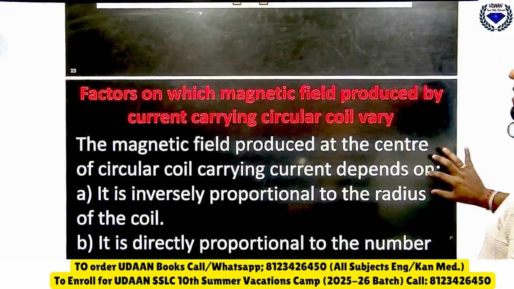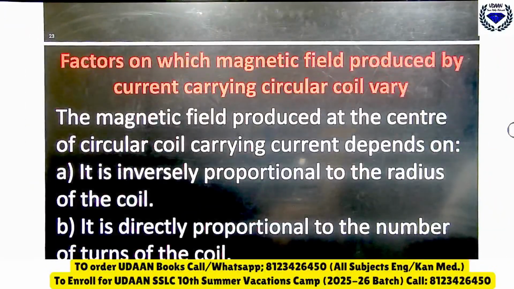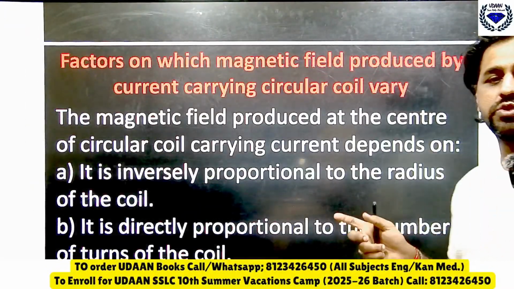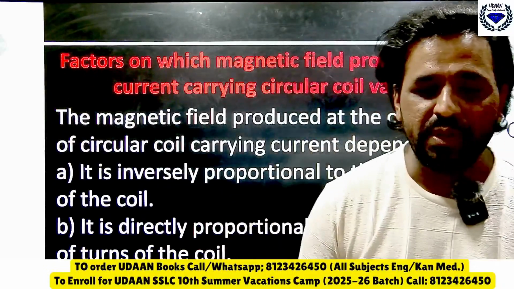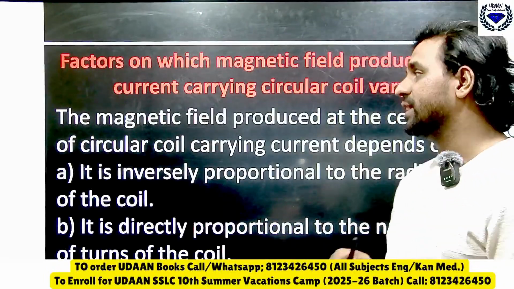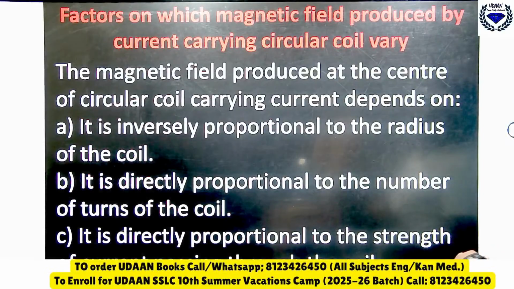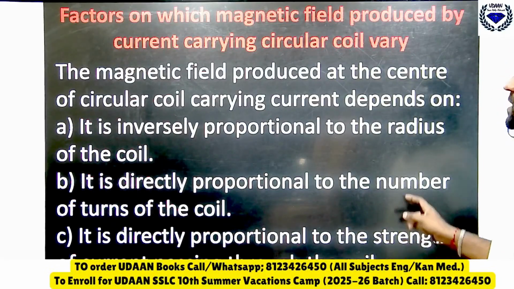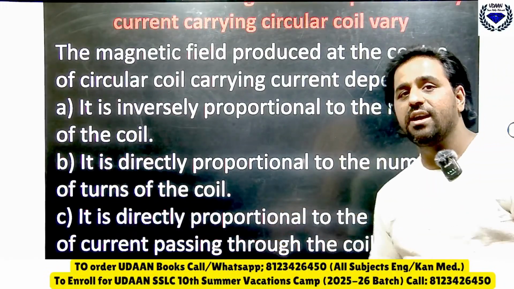Then, factors on which the magnetic field produced by a current carrying circular coil varies. Again it is a fixed question. It is a 2 marks question that comes every year, and everyone must do this in the exam. In your exam you should be able and capable to solve this thoroughly. See, the magnetic field produced at the center of a coil carrying current depends, first, inversely on the radius. The more the radius, the less the magnetic field.